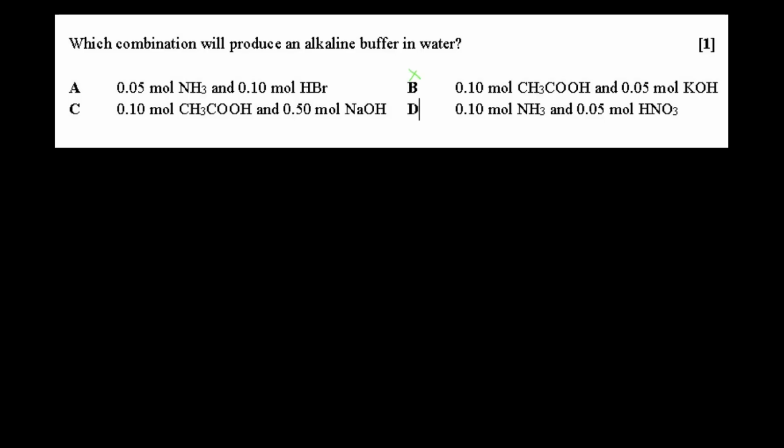In option C, we see that this is a combination of weak acid and strong base. So this will also not give us an alkaline buffer. So definitely C and B are not the options. Now the left options are option A and option D.